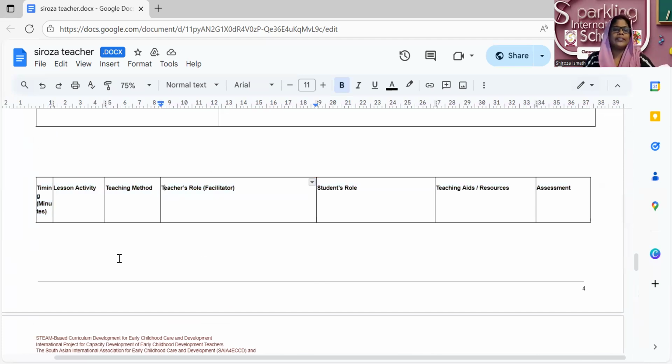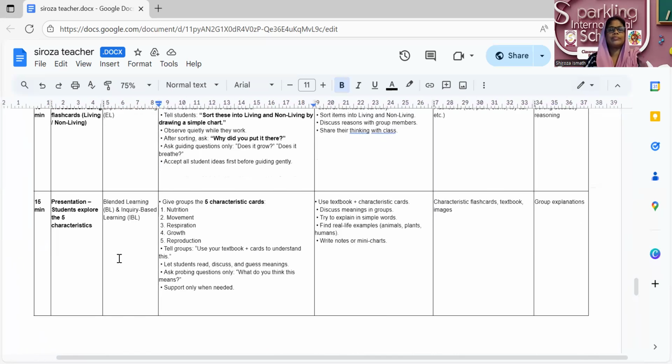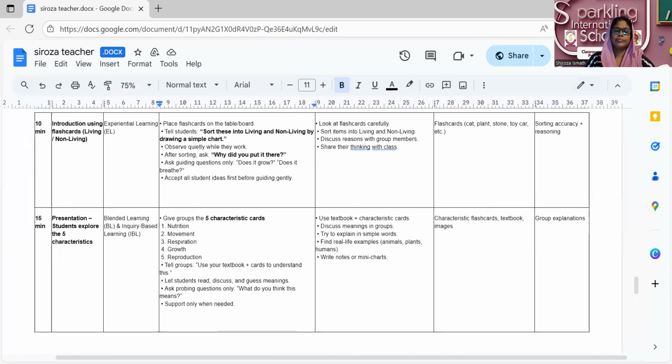The plan covers activity, teaching method, teacher's role, student's role, teaching aids, and assessment. The time is 10 minutes. Lesson activity: introduction using flashcards, living things and non-living things. Teaching method: experiential learning.